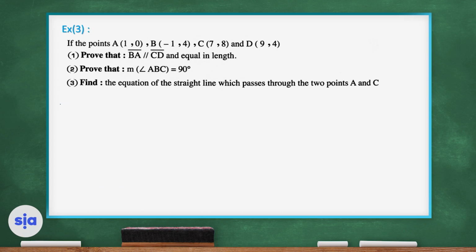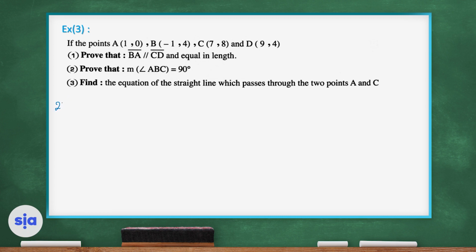Let's now go and check question 2. Question 2 says, prove that the measure of angle ABC is 90 degrees. How to prove that a certain angle is 90? To prove that an angle is 90 degrees, this means that the two sides of this angle are perpendicular to each other. So if we say angle ABC, then we need to prove that AB is perpendicular to BC.